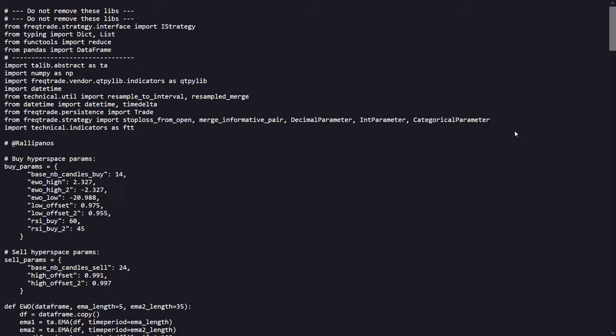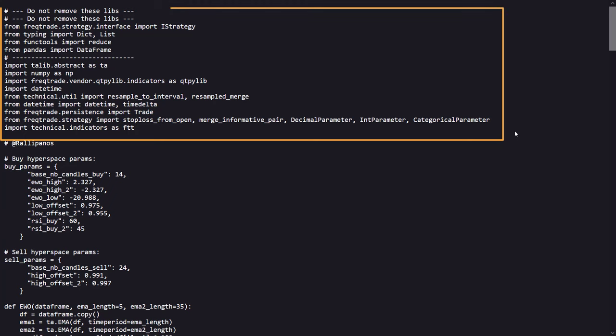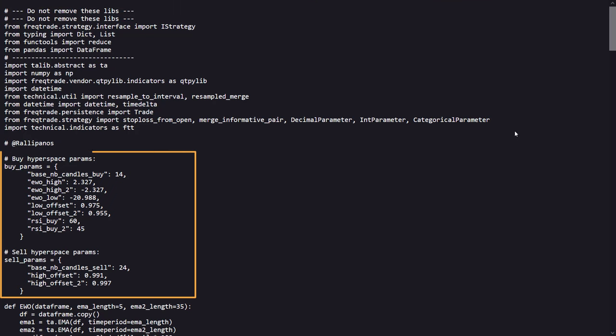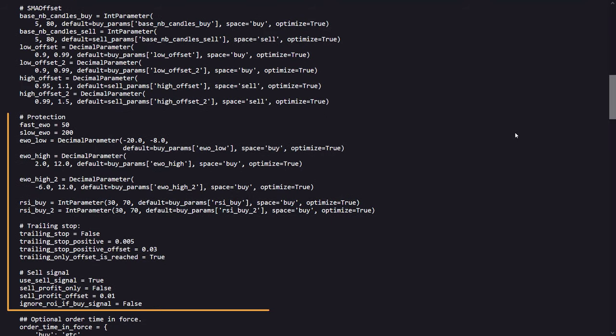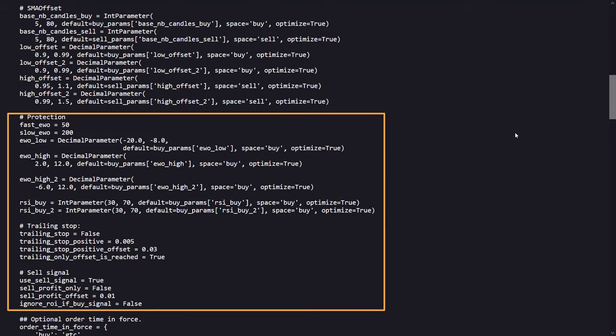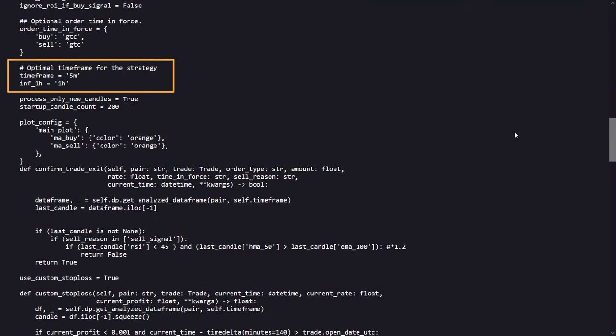After we come across the mandatory settings for use with the Freqtrade trading bot, like the loading of libraries, defining hyperoptimal buy and sell space parameters, the ROI table and the stop loss settings, and some more protection and buy/sell settings here, we come to the timeframe. Now, the Rally version 1 is a dynamic strategy initially designed for the 5-minute timeframe, with the help of a 1-hour informative timeframe, so it seems.